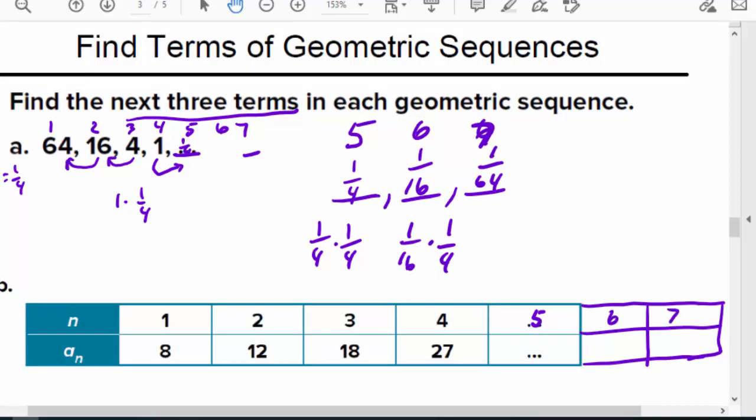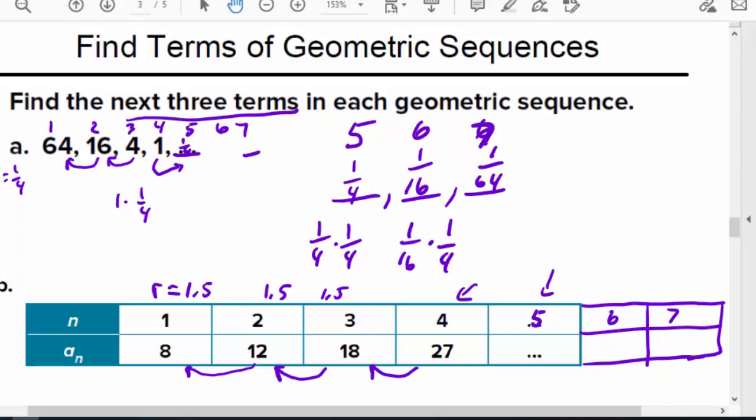6, and 7. Okay, so 8 divided by 12 appears to be 1.5, and 18 divided by 12 is 1.5. So we'll do it one more time just to make sure. So 27 divided by 18 is 1.5. So my common ratio, my r value here, is 1.5. So how do I find term number 5?